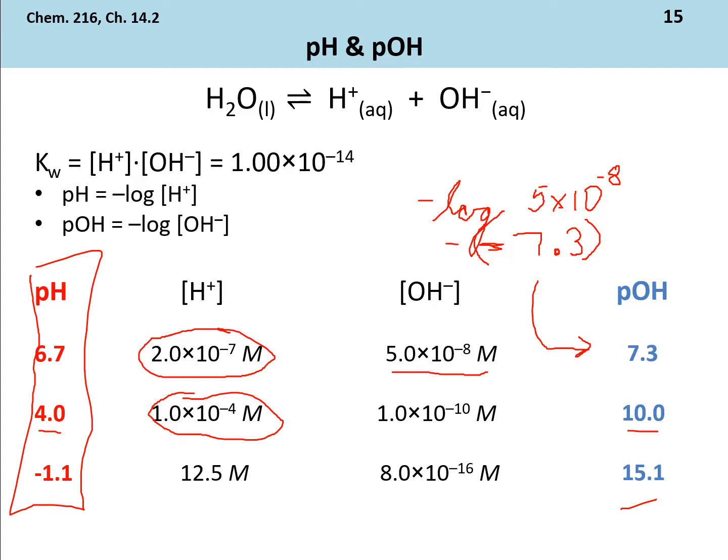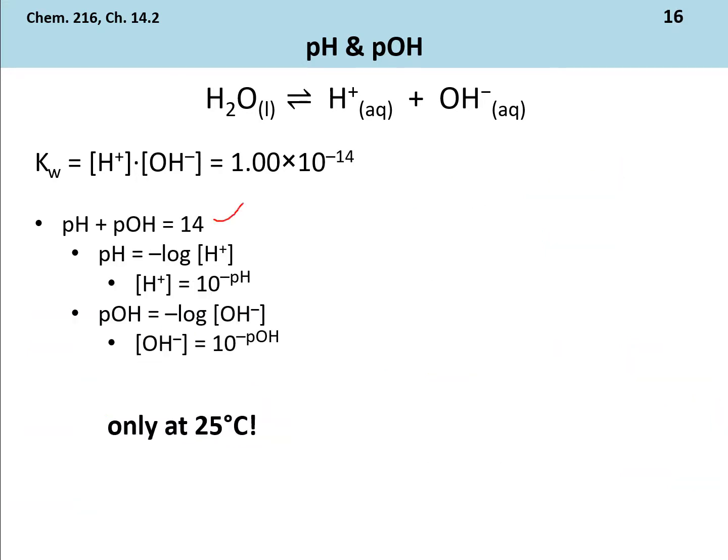Notice how these are linked. My pH is 6.7. My pOH is 7.3. If I add up those two numbers, I'd get 14. If I had a pH of 4 and a pOH of 10, I'd get a sum of 14. If I have negative 1.1 and 15.1, I'd get a sum of 14. So pH plus pOH equals 14.